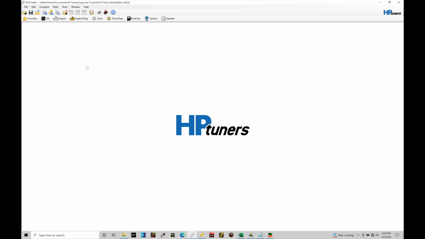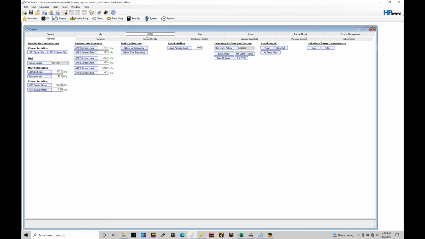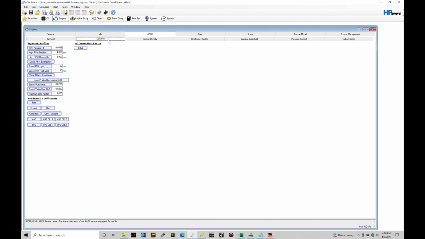So I'm going to jump into the calibration file. I'm going to go here to engine, and under engine, we're going to go from general over to airflow, and in airflow, we're going to move into our dynamic tab. Now here under our dynamic tab, we're going to find that we have all of our dynamic airflow parameters. We're going to find that we have these things called zones. So there's zone boundaries. There's a P ratio boundary. There's an RPM boundary. We find our P ratio boundaries, displacement on demand. We do find some hysteresis functionality in here. And then down here we have prediction coefficients.